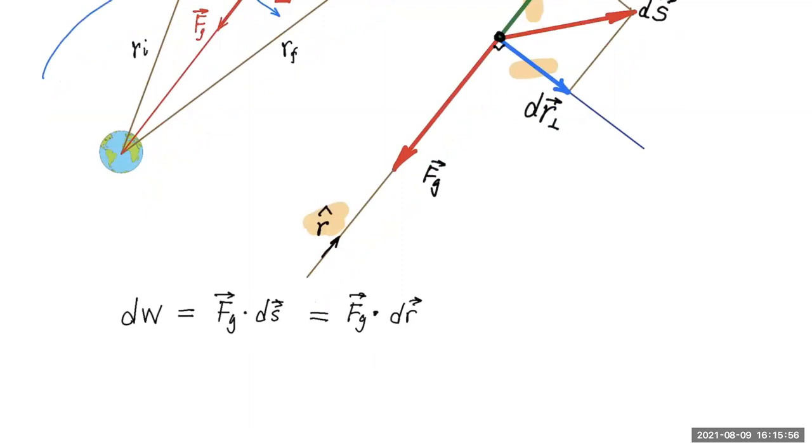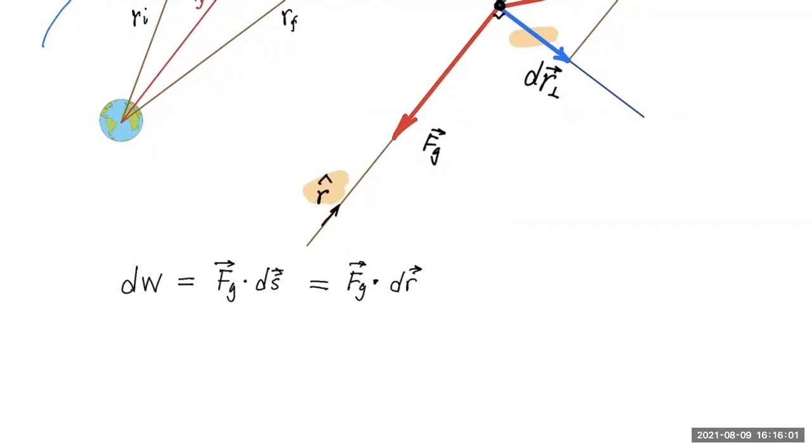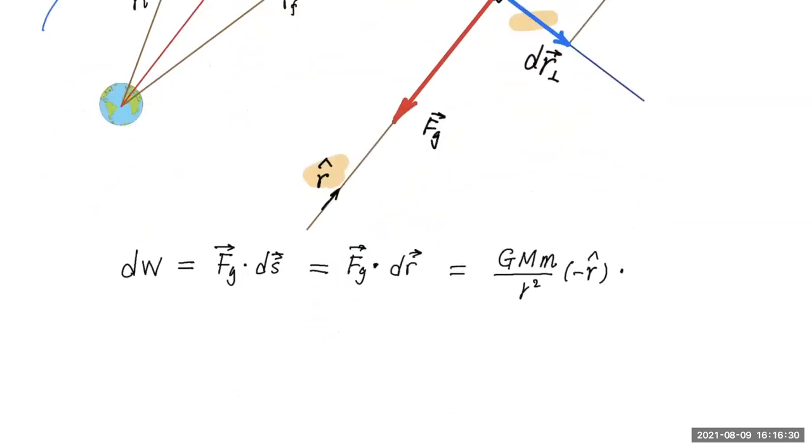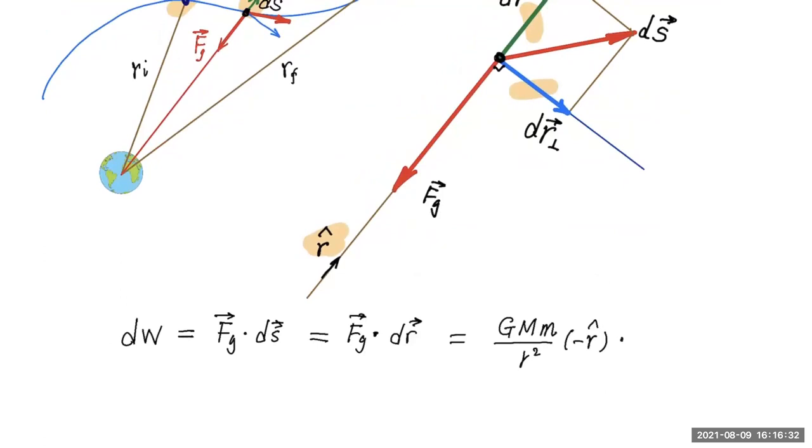Now Fg has a direction that's opposite to the unit vector r, right? So let me write down what that Fg is. It is G times the mass of the Earth times the mass of this object divided by r squared. That's the magnitude, and the direction is simply negative r. That is Fg, dotted with dr. dr is this vector right here, and you can clearly see dr has a direction that is in the unit vector r. The magnitude of dr, I'm going to write down as just dr.